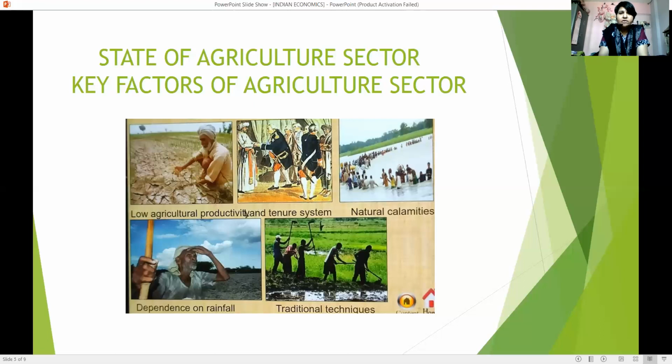You can see all these things. These were the key factors of the ruining of agriculture, or the low level of the agriculture sector. Okay, next topic we'll just think. What is that?